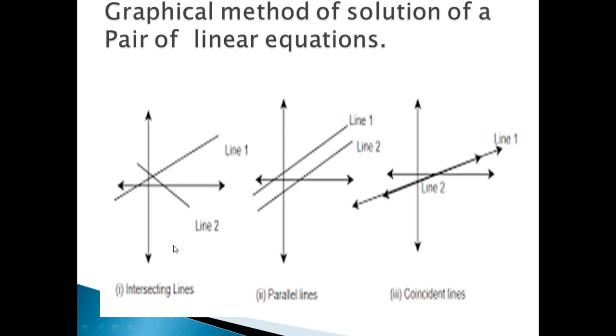Okay. So intersecting lines means yes, unique solution. Parallel lines obtained, no solution. Coincident lines obtained, the equations have many solutions. So unique solution, intersecting lines. No solutions, parallel lines. Many solutions, coincident lines.